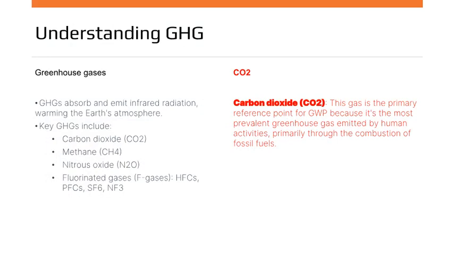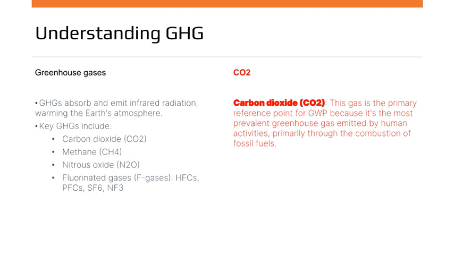Understanding GHG. 1. Carbon dioxide, CO2, is the primary reference point for GWP because it's the most prevalent greenhouse gas emitted by human activities, primarily through the combustion of fossil fuels. 2. Methane, CH4, has a higher GWP than CO2, meaning it is more effective at trapping heat in the atmosphere. It is often released during the production and transport of coal, oil, and natural gas, as well as from livestock and other agricultural practices. 3. Nitrous oxide, N2O, is emitted from agricultural and industrial activities, as well as during combustion of fossil fuels and solid waste. N2O has a significant warming potential as well.